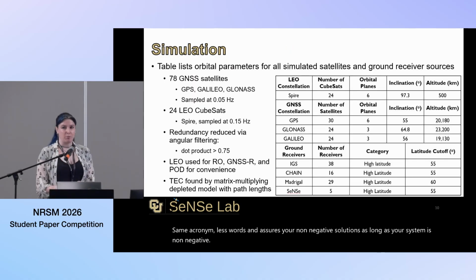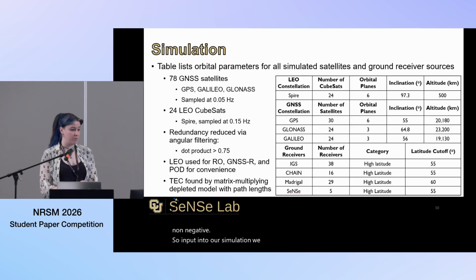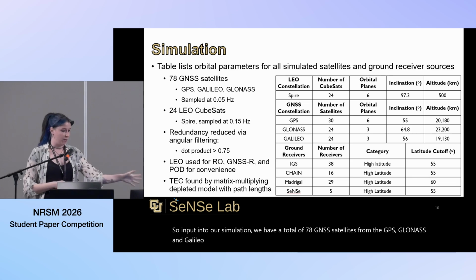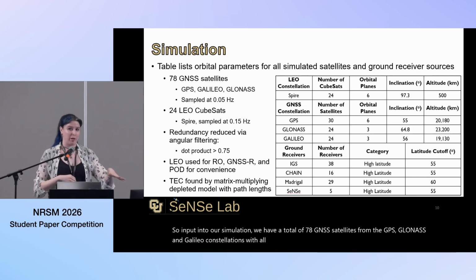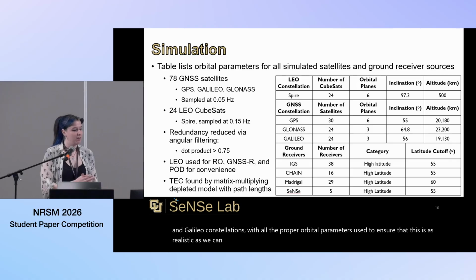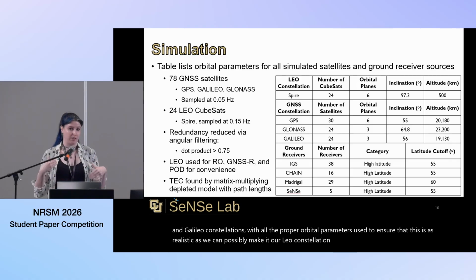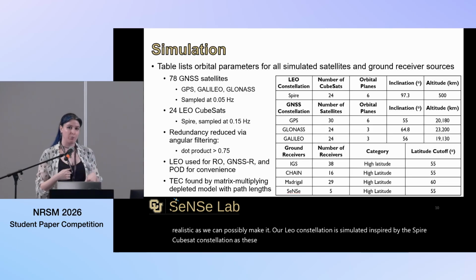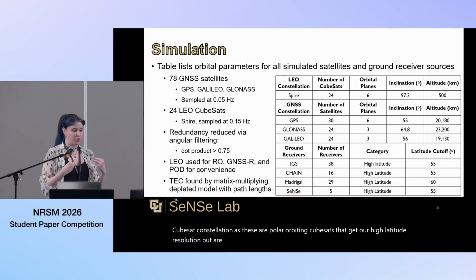So input into our simulation, we have a total of 78 GNSS satellites from the GPS, GLONASS, and Galileo constellations, with all the proper orbital parameters used to ensure that this is as realistic as we can possibly make it. Our LEO constellation is simulated inspired by the Spire CubeSat constellation, as these are polar orbiting CubeSats that get our high latitude resolution, but are also likely the source for reflectometry that we will be using with real data.